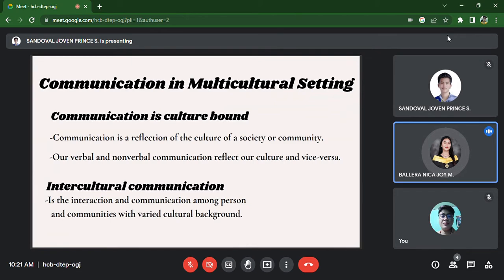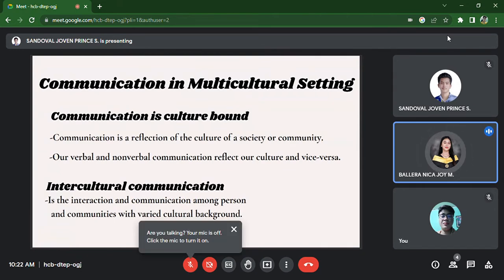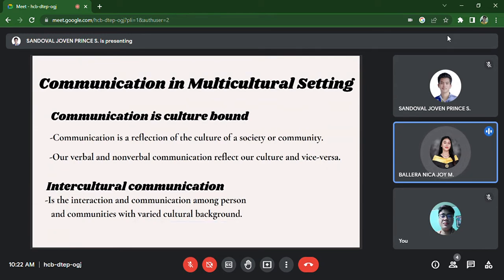Intercultural communication is the interaction and communication among persons and communities with varied cultural backgrounds. It means communication across different cultural boundaries. When two or more people with different cultural backgrounds interact and communicate with each other, we can say that intercultural communication is taking place. Next.